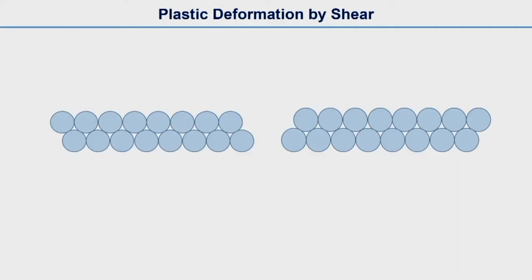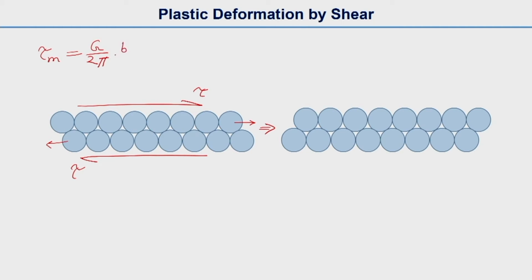Now we will talk about plastic deformation by shear. There are two rows of atoms. If we apply a shear stress, let us say tau, we try to shift one plane of atoms this way and the other plane that way, and the result is this. While doing this, the maximum shear stress tau m at which slip will occur is equal to G by 2 pi times b by a, where G is the shear modulus.